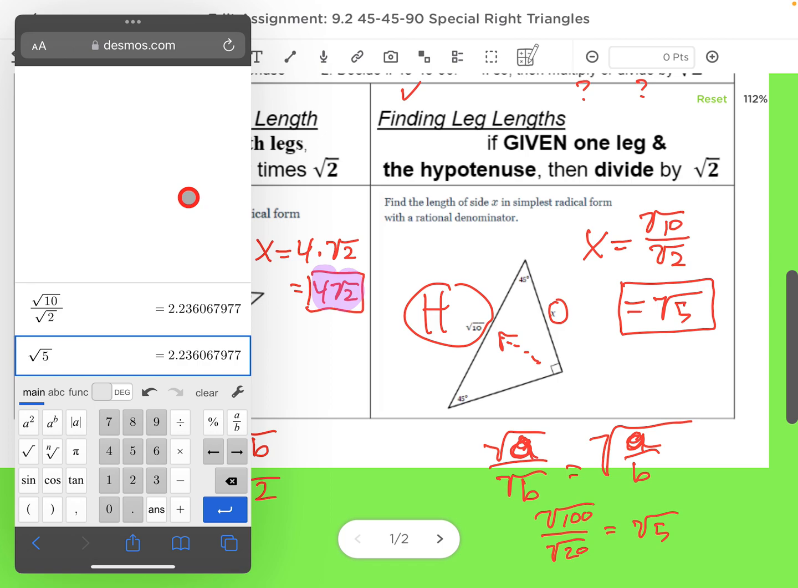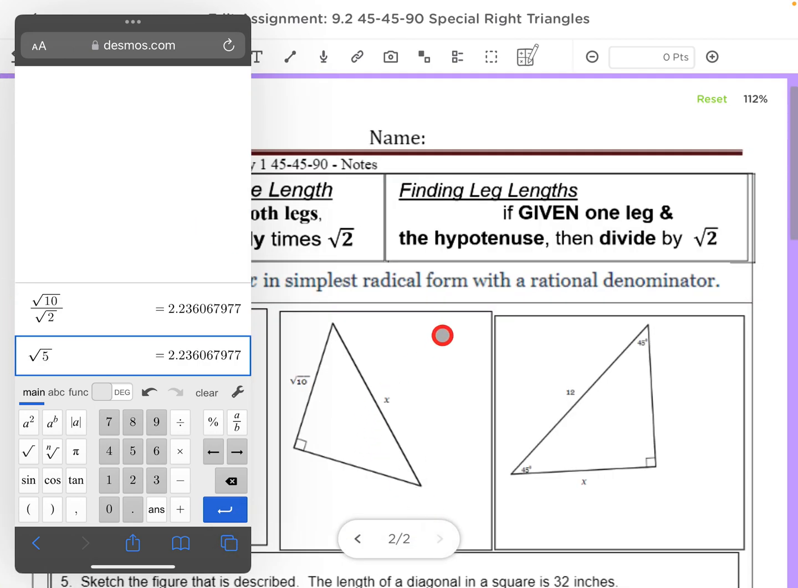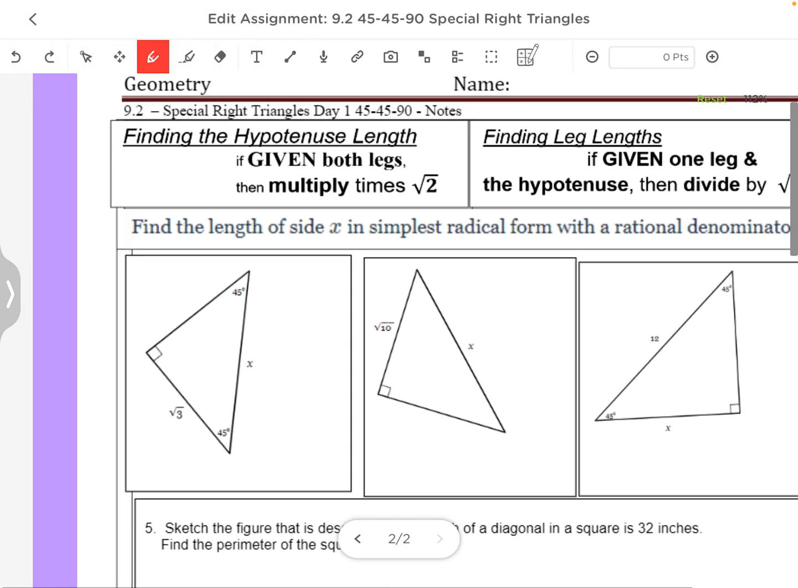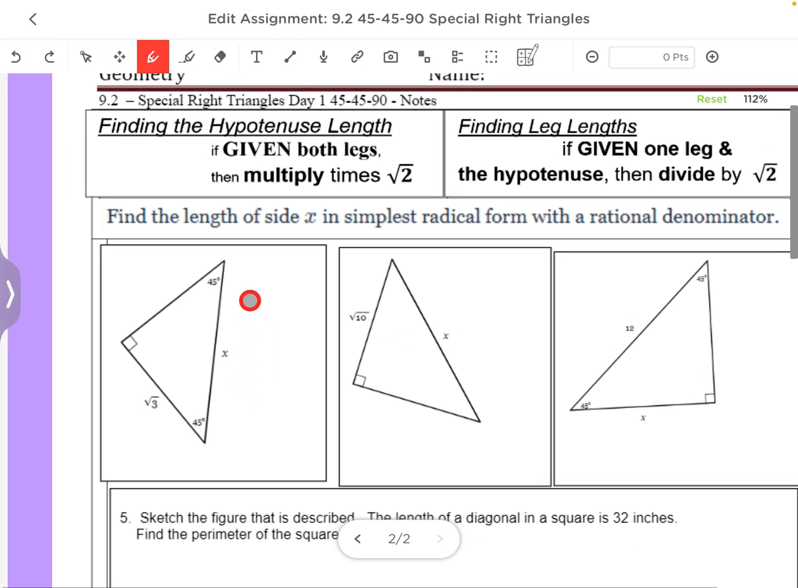Okay? Now, let's keep it moving to the next page. All right? So let's look over here. Okay, so it says find the, so once again, we talked about this. If we're finding the hypotenuse lengths, we need to multiply. If we're finding the leg lengths, we need to divide. All right, so find the leg in simplest radical form. So is it 45, 45, 90? Yes, it is 45, 45, 90.